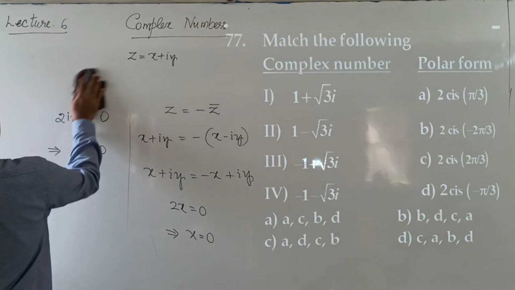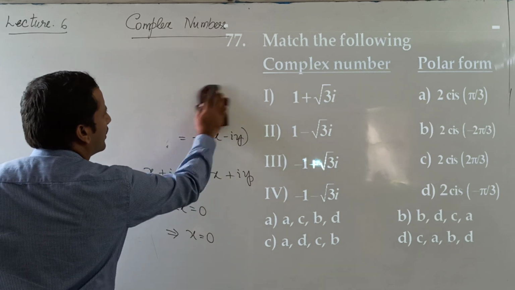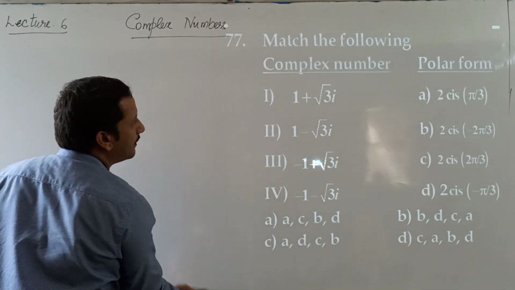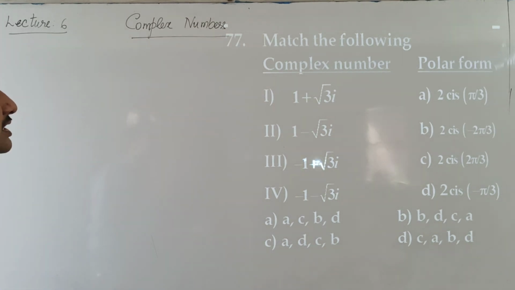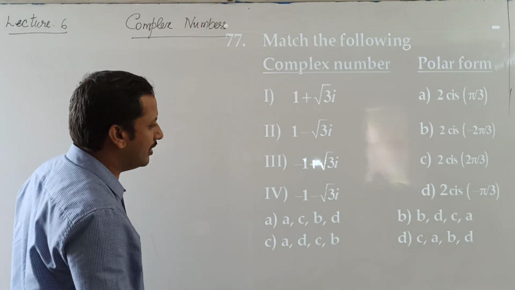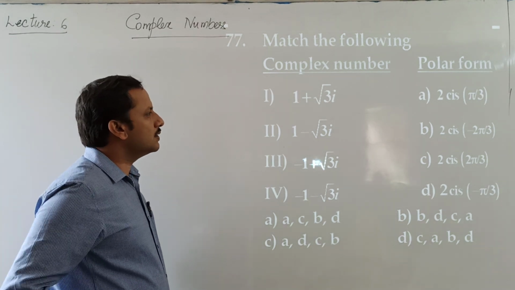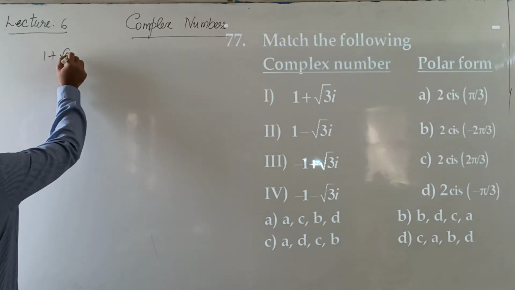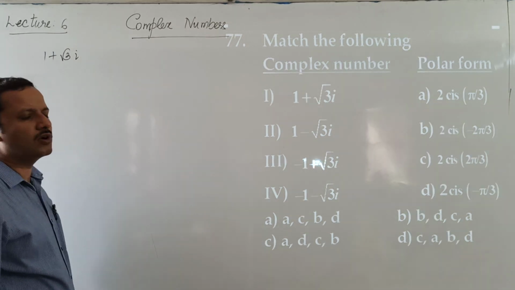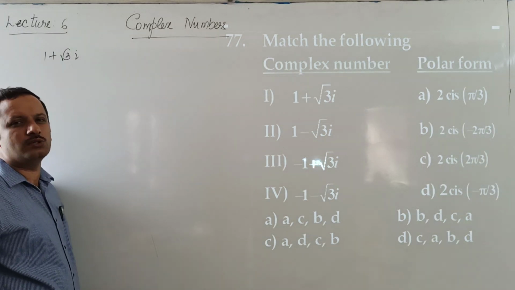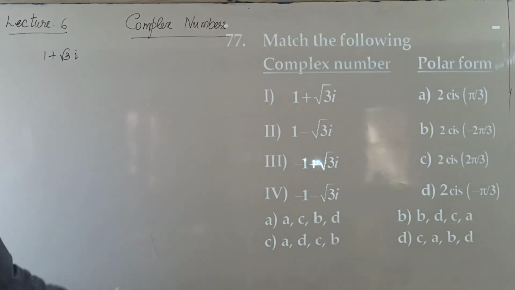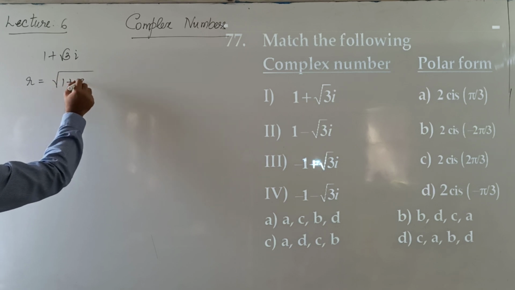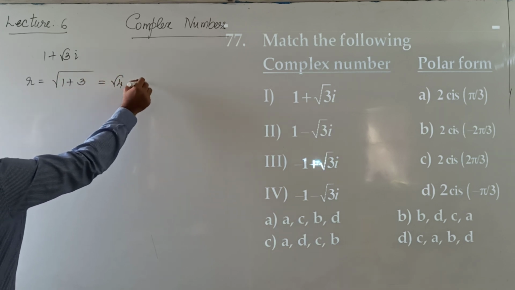Match the following. See, here in the first column they have given the complex numbers, and in the next column they have given the polar forms of all those complex numbers. Okay. So first we will look at 1 plus root 3i. Polar form is r into cos theta plus i sin theta, or r into cis theta. Okay. So first I would like to find r for this. Root of x square plus y square, root 4, which is equal to 2.